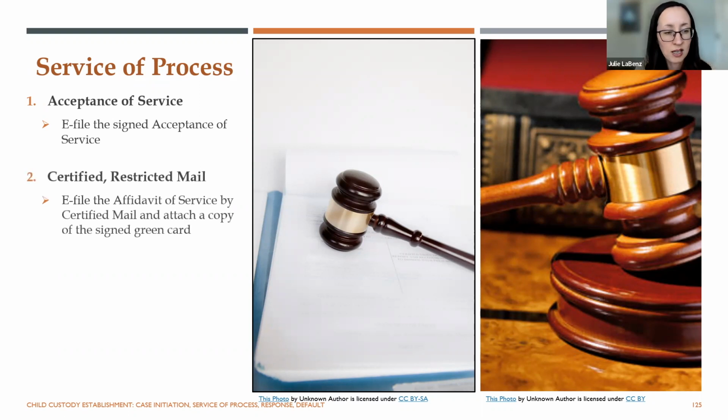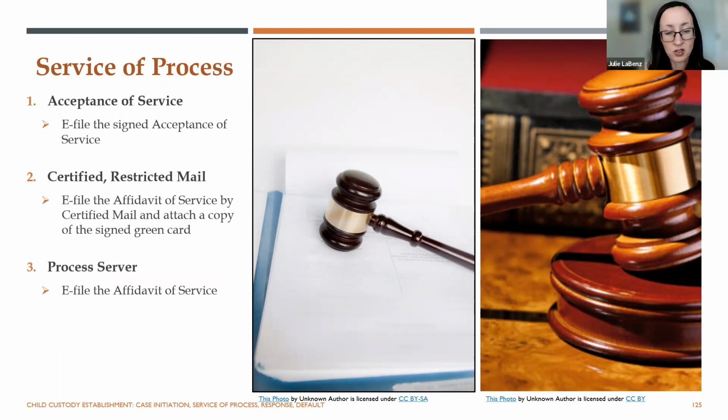Another option is using certified restricted mail. So you'd make a copy of all of the documents you filed. You'd mail those to your co-parent via certified restricted mail. And if they sign the green card, then you would e-file the affidavit of service by certified mail and attach a copy of the signed green card to your affidavit. You can also attach a copy of your receipt from the mailing.